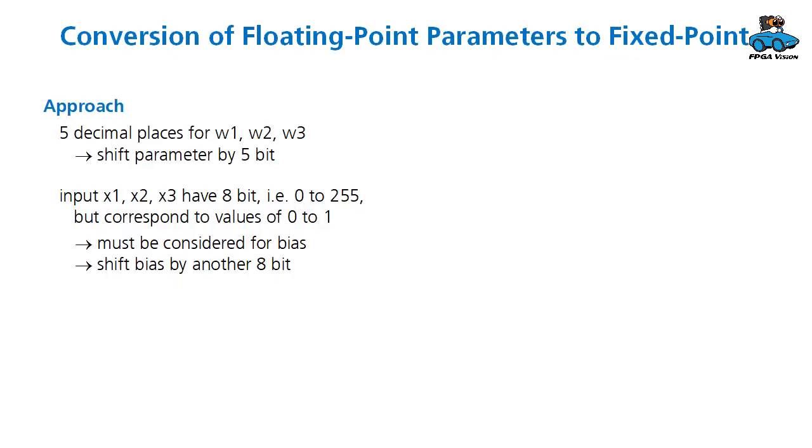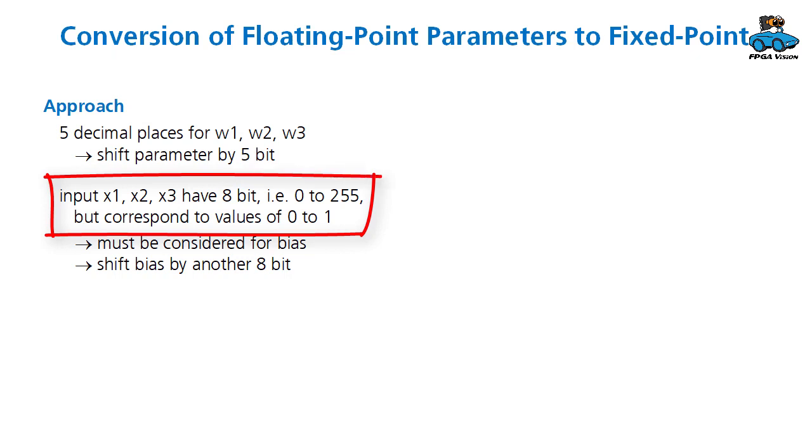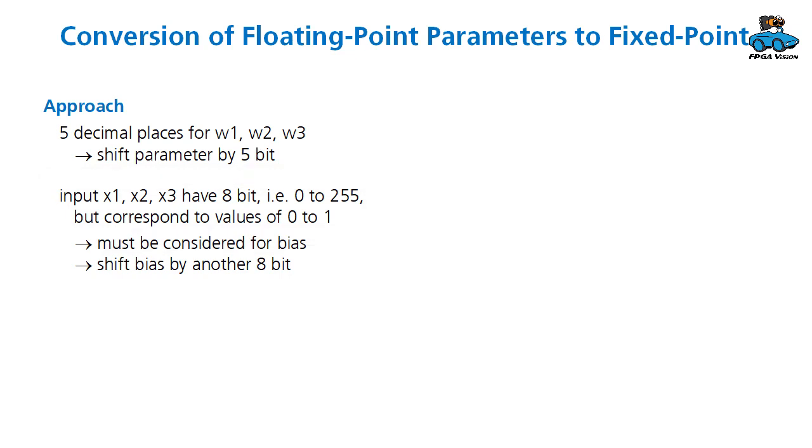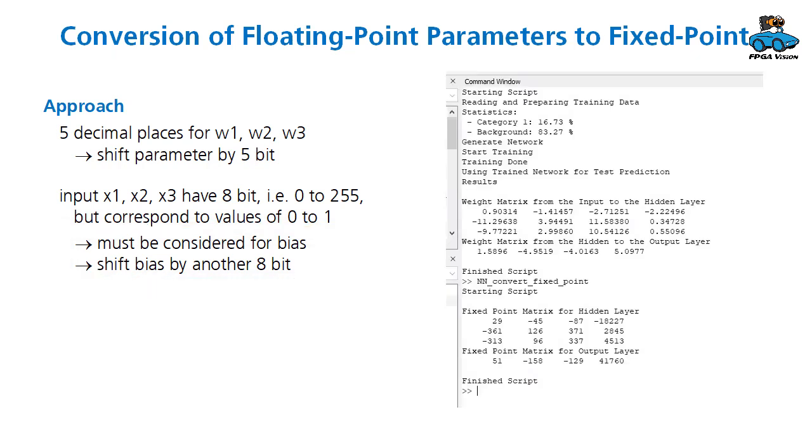We implement our design in fixed point, and therefore we have to convert the existing floating point parameters. As an approach, we use 5 decimal places for the parameters w1 to 3. This means we shift them by 5 bit. For the bias, we have to consider that the inputs x1 to x3 have 8 bit. So they have values of 0 to 255, but they correspond to values of 0 to 1. Therefore, we have to shift the bias with another 8 bit. This conversion is done by an Octave script.